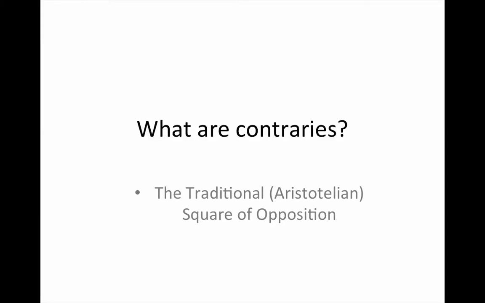When you study the Aristotelian square of opposition, you study, among other immediate inferences, contraries. So, you might ask, what are contraries? Well, contraries are inferences between two universal propositions.